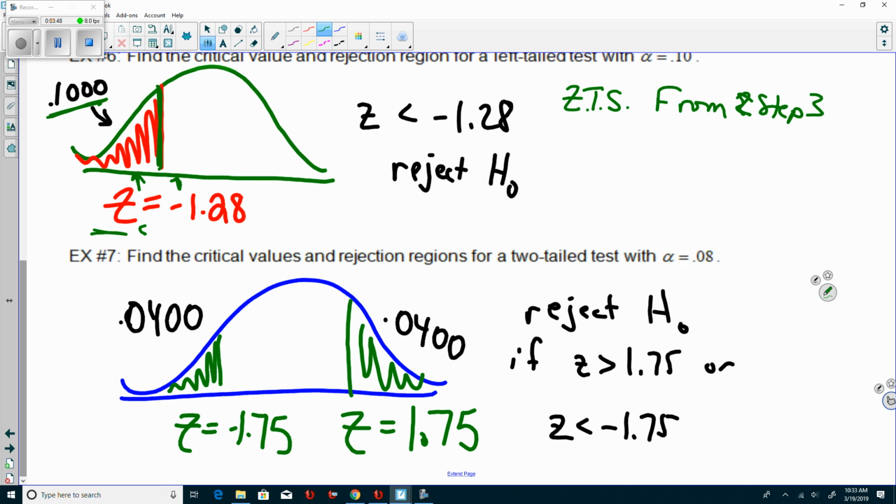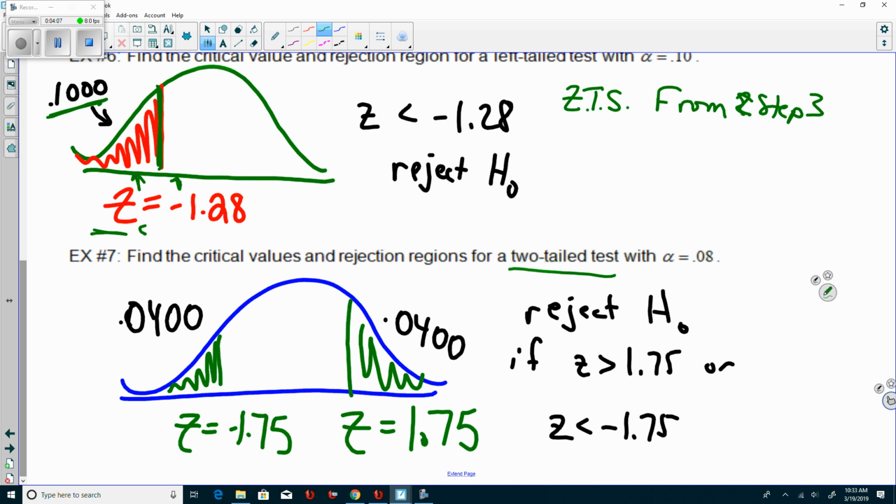Find the critical values and rejection region for a two-tailed test with a level of significance of 0.08. We've already spent time doing this. We've already done a step 2 numerous times. So it's a two-tailed test. We know that. How do you know? It tells you right here. Two-tailed test.